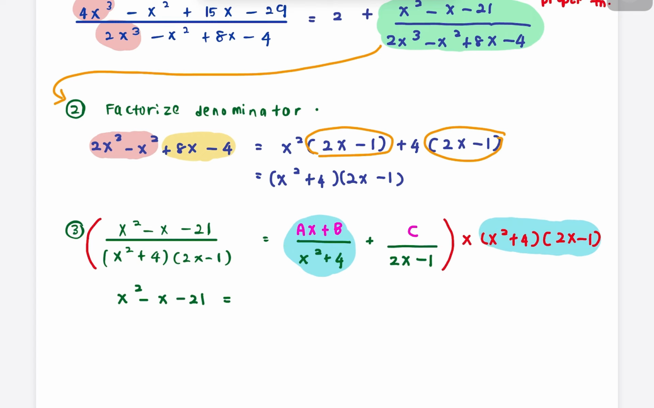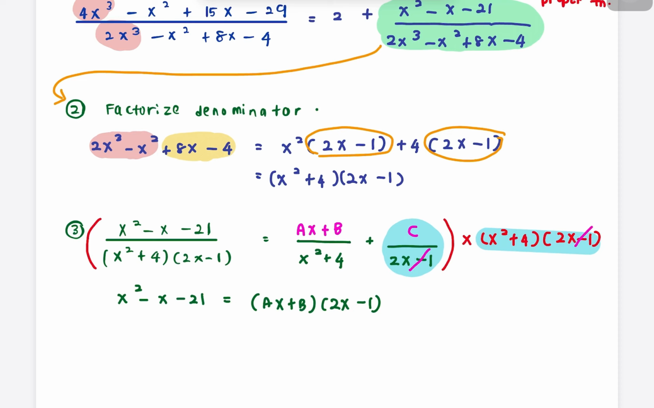And then for the second part, you multiply this fraction with the LCD also. So 2x minus 1 and 2x minus 1 you can cancel out. So you are left only with c times x squared plus 4. Okay. This is the equation after you eliminate the denominator.